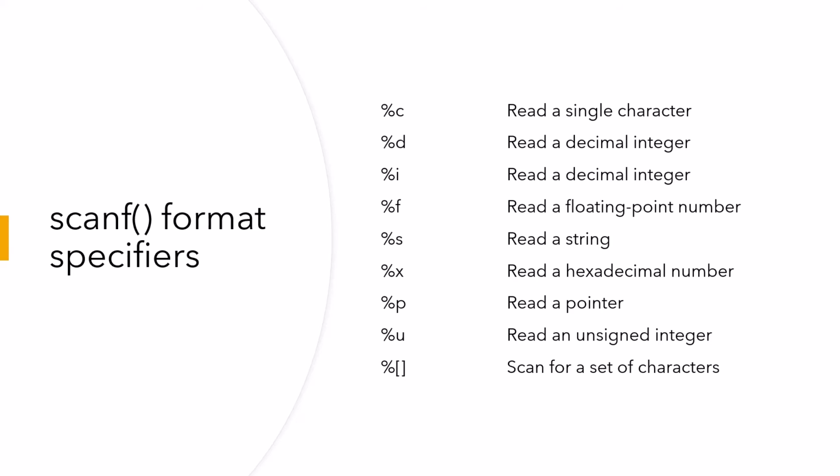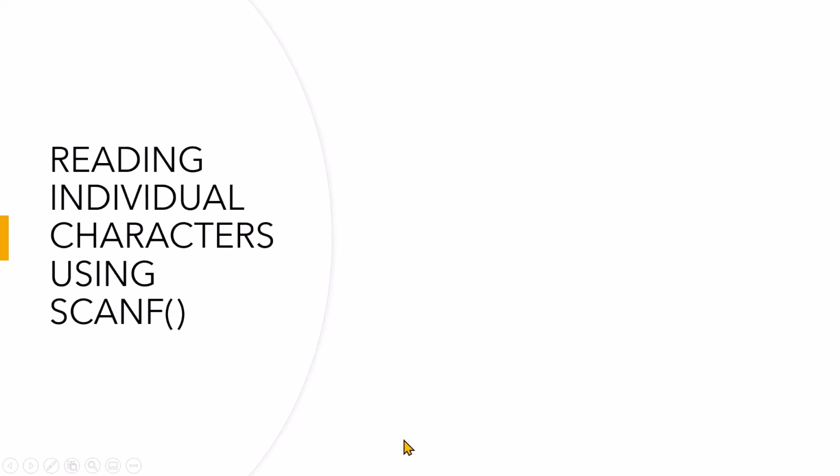We have %c, read a single character; %d, read a decimal integer; %i as well, read a decimal integer; %f, we know reads a floating point number; %s; %x reads a hexadecimal. You know all these. %p reads a pointer, and we've used the scan set as well. We'll look at that a little later. Reading individual characters using scanf.